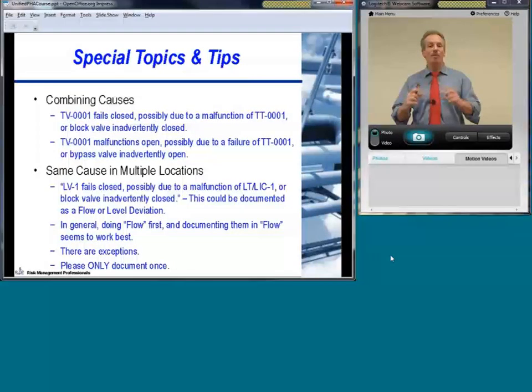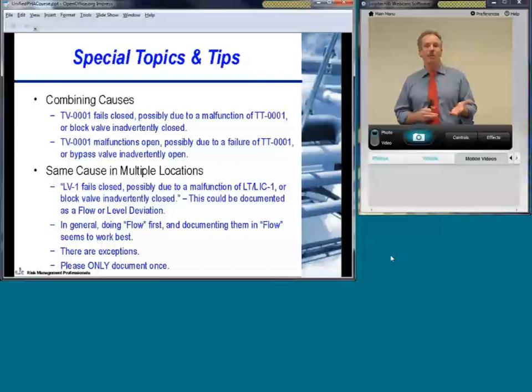The first example is a temperature control valve failing closed, possibly due to malfunction of the transmitter or a block valve being inadvertently closed. All three of those specific initiating events lead to the same consequences. So if it doesn't change your result and you're evaluating it properly, combining causes can save a lot of team time and also lead you to your conclusion and have much cleaner documentation as long as you're properly considering all those different failure modes. Also, the same cause in multiple locations.